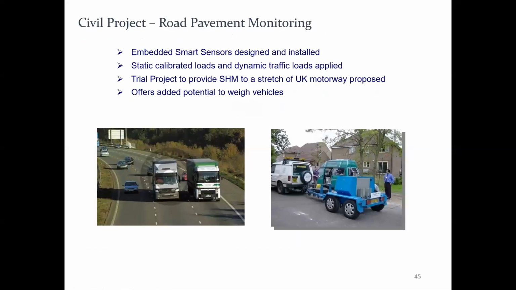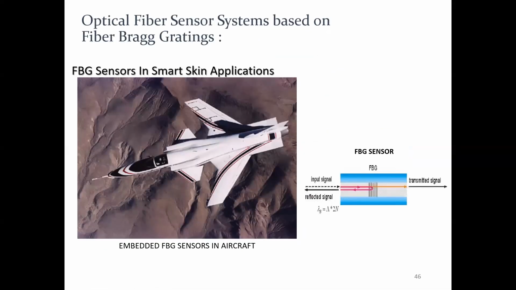Okay. Then road pavement monitoring also, many developed countries like the US and Europe are using this sensor for road monitoring. Then a very interesting application is in the aircraft. So aircraft wings. Okay, if we embed the fiber Bragg grating sensor there, any deformation in the wing, we can easily monitor in the cockpit.